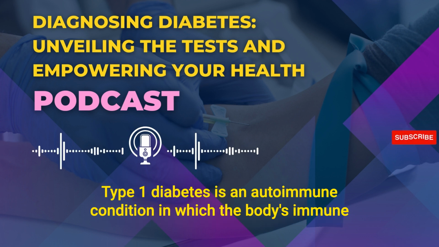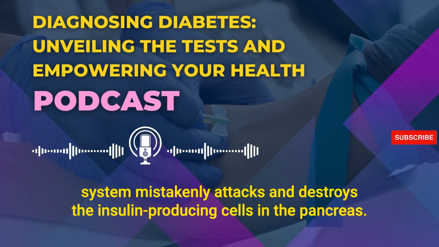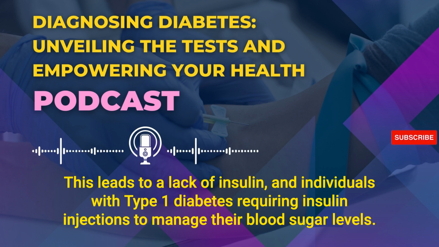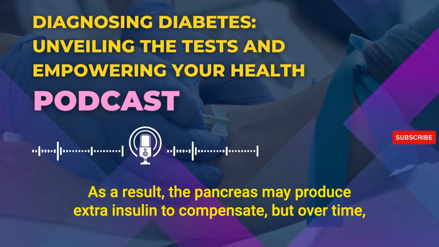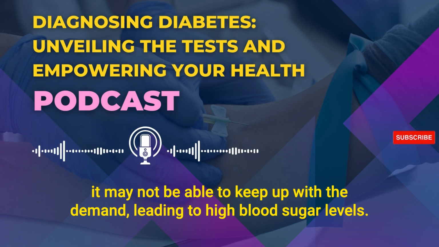Type 1 diabetes is an autoimmune condition in which the body's immune system mistakenly attacks and destroys the insulin-producing cells in the pancreas. This leads to a lack of insulin, and individuals with type 1 diabetes require insulin injections to manage their blood sugar levels. On the other hand, type 2 diabetes is characterized by insulin resistance, where the body's cells do not effectively use insulin. As a result, the pancreas may produce extra insulin to compensate, but over time, it may not be able to keep up with the demand, leading to high blood sugar levels.